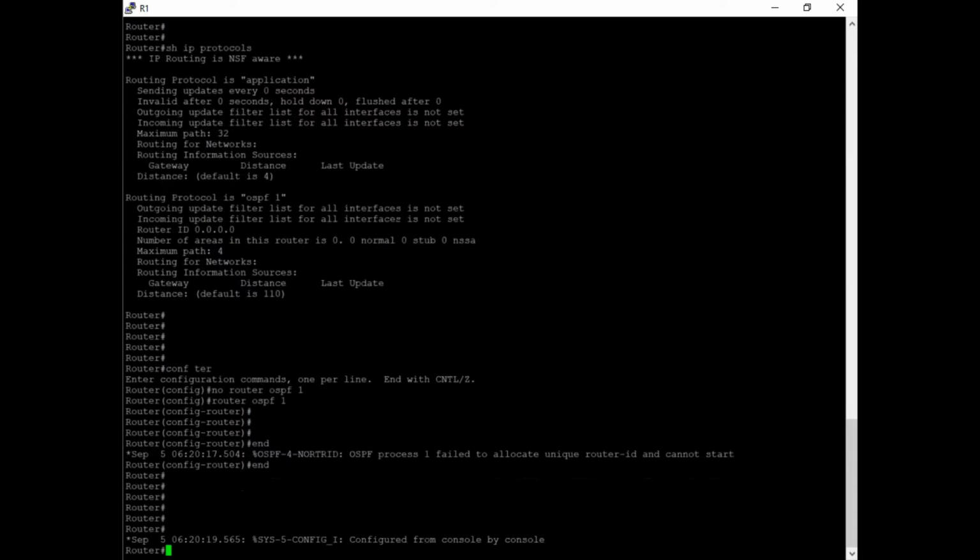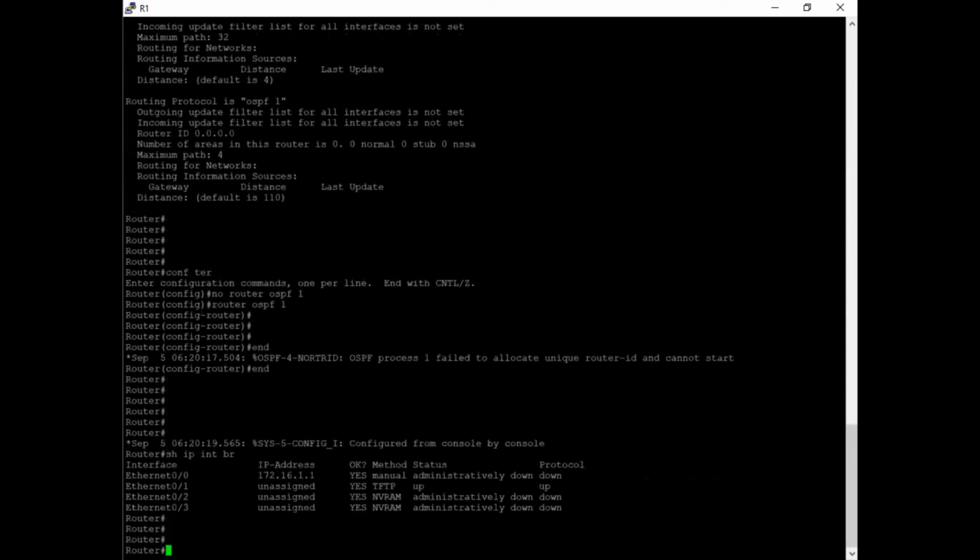Why? I think if there is no loopback, it takes one automatically; otherwise, you have to configure the router ID manually with any of the interfaces. Okay, so let me run the show IP interface brief. Maybe you can see the answer over there. If anyone can explain to me. It's administratively down, admin down. And that is what I was talking about.